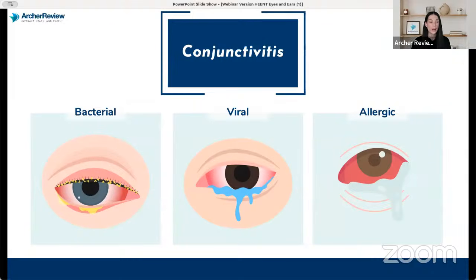And a giveaway on bacterial conjunctivitis, especially for your exams, is that a lot of times the exams will say this started in one eye and moved to the other eye. Ding, ding, ding, going off in my head, bacterial. And that's because viral and allergic conjunctivitis typically affect both eyes at the same time because they're due to something going on in the body, some reaction, some virus, not a bacteria infecting the eye.